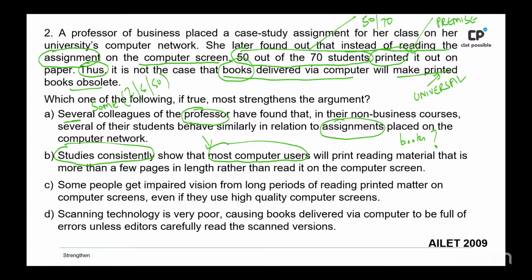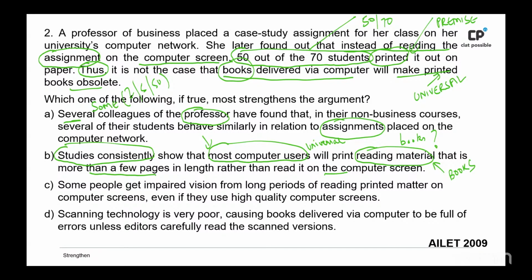Most computer users would be, again, a universal sort of a claim. Most computer users out there in the world will print reading material. What is reading material? Reading material is anything that I read. It will include books. Will actually print, right? More than a few pages. Will a book be more than a few pages? Yes, of course. Will actually print than read it on the computer screen.